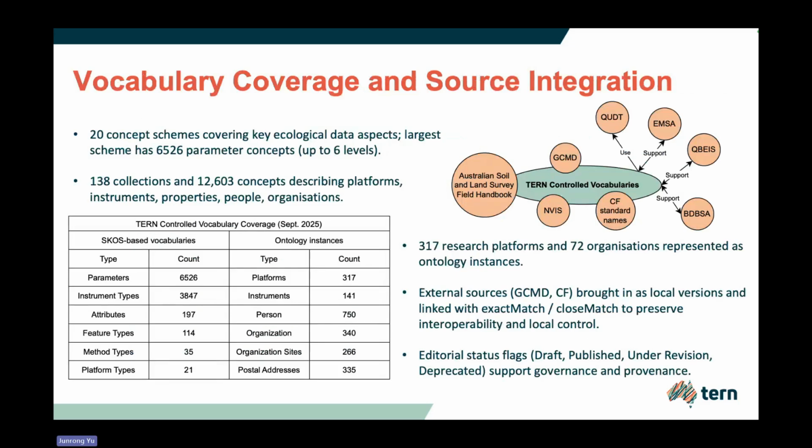Okay. The next one is the vocabulary coverage and also our source integration. We have 20 concept schemes covering different aspects of the ecological data sets. And the largest one is the parameters, as I mentioned. It has more than 6,000, covering from animal to plants, and also to some activities like interventions, actuations on the sites. And we also have collections for different purposes.